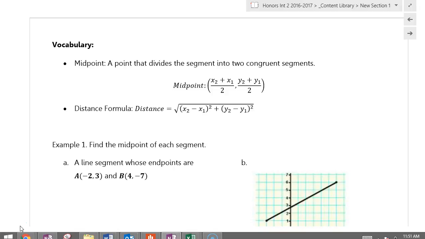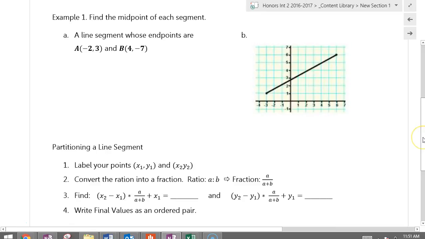The distance formula is a great formula to know, but we're not really actually going to use it that much. We're going to use something that we already know. The distance we basically already know how to do. Okay? So let's look at example 1. Example 1 says find the midpoint of each segment.